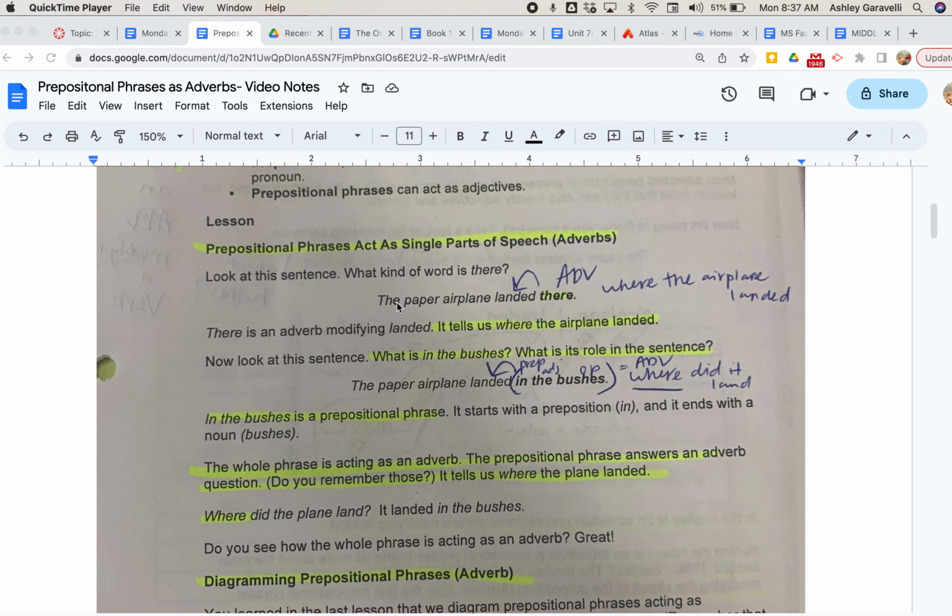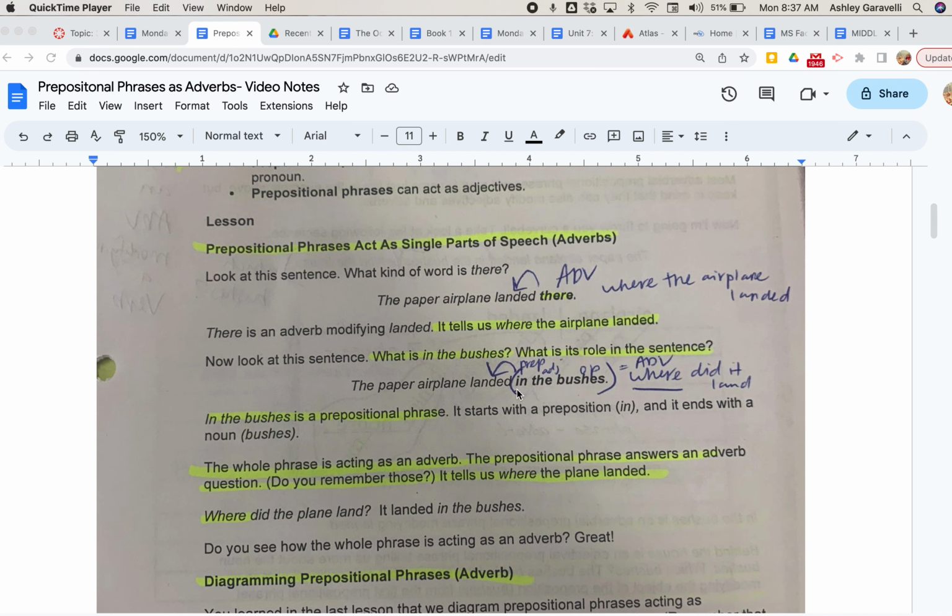Look at this sentence. It says, the paper airplane landed there. The word there is bolded, and I highlighted it, so do that as well. Anything I highlight, you highlight. Anything I write, you write. What kind of word is there? Well, it's telling me where it landed. Landed is a verb. Where is an adverb question, so there is acting as an adverb. That's why I wrote ADV, drew an arrow, and wrote where the airplane landed, there. There is an adverb modifying landed. It tells us where the airplane landed. Highlight that.